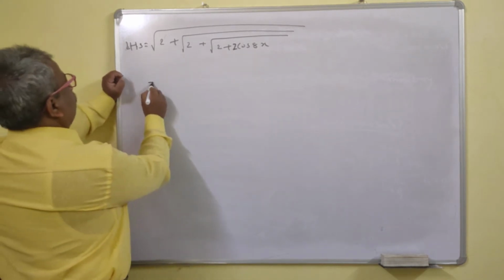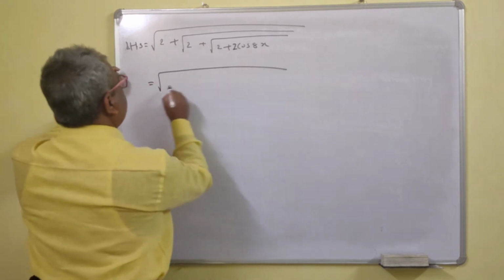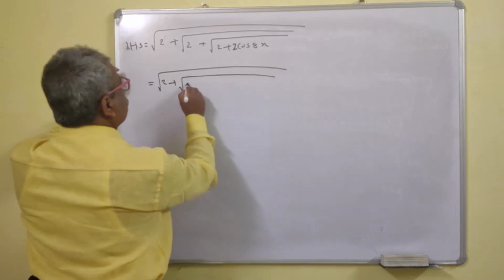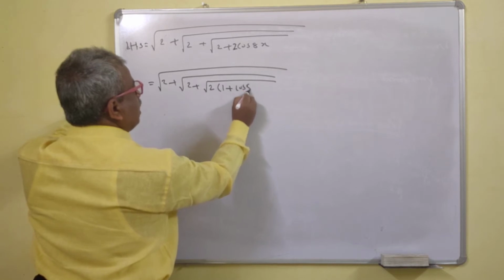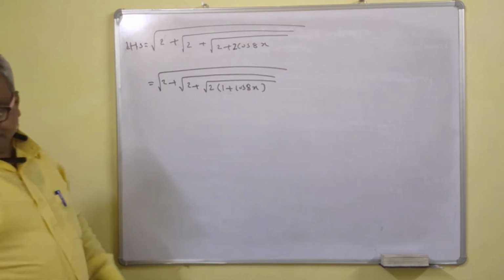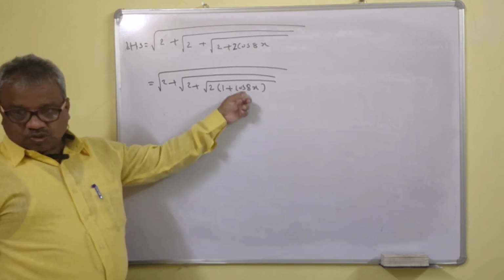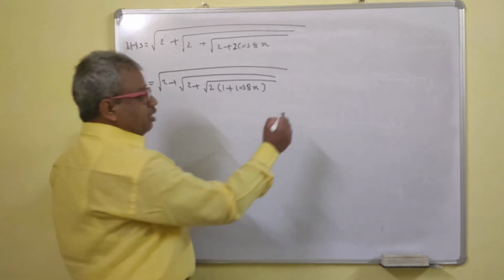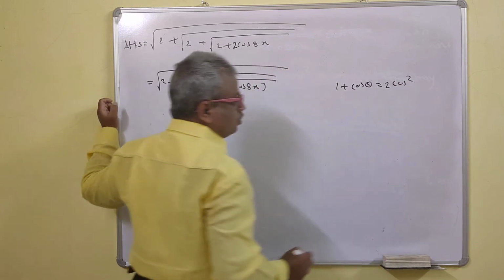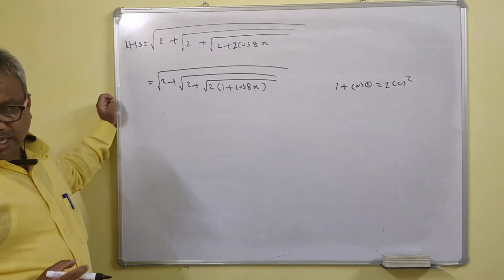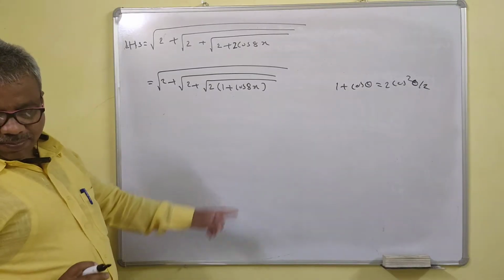Okay. Now what we'll do? We'll take 2 common here. So root of, you will keep this 2 and root as it is. So 2 plus, we'll take 2 common, we'll get 1 plus cos 8x, right? Now you have the formula for 1 plus cos, right? If 1 plus cos theta is there, what are we writing? 2 cos square, whatever the angle, we'll take the half of that one. 2 cos square theta by 2, right? This is your formula. We are applying this formula here now.